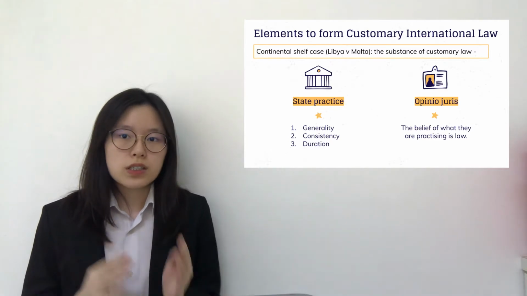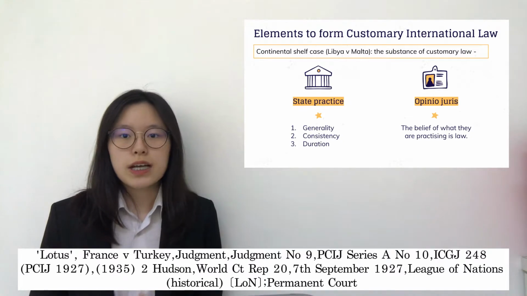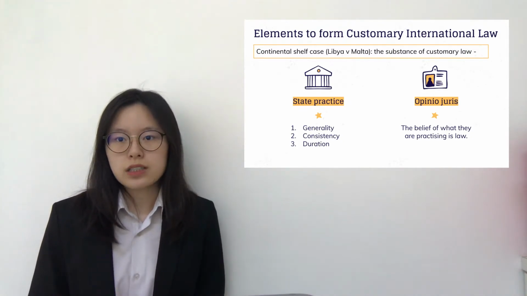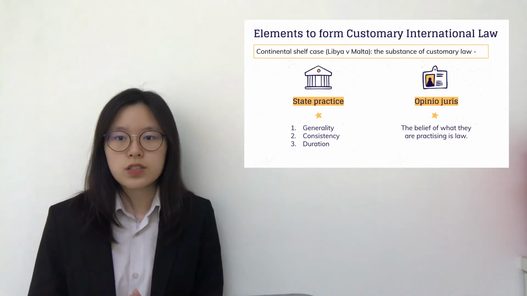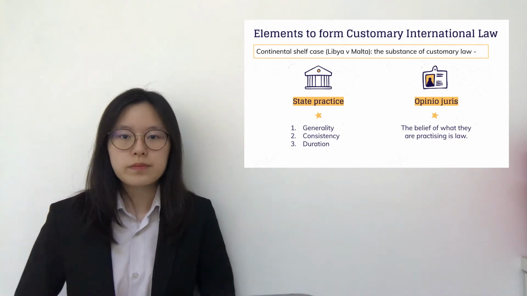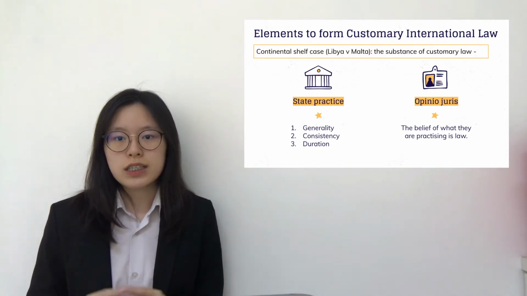So the words constant and uniform have been mentioned in the Lotus case. This shows that the practice must be consistently practiced in order to form an international customary law, and it cannot be uncertain and contradictory. Whereas for opinio juris, it is the belief that what they are practicing is law.